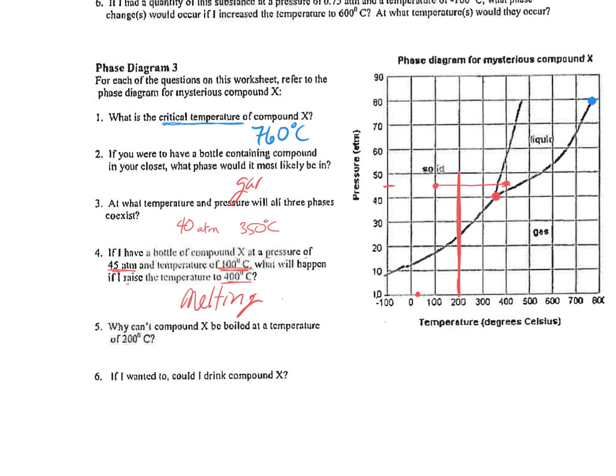If I wanted to, could I drink compound X? No, because remember, at 1 atmosphere of pressure and at about room temperature, it's a gas. You don't drink gases. And in order for it to be liquid, you would have to be at least at about 460 degrees Celsius and at about 43 atmospheres. So no, you cannot drink this. You would be dead, and a dead person can't drink this.